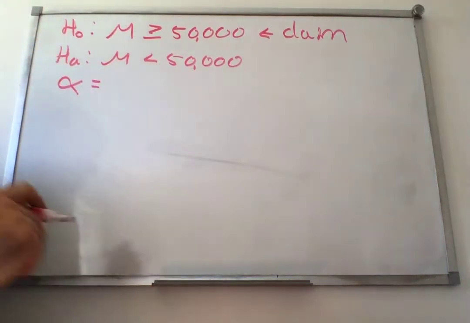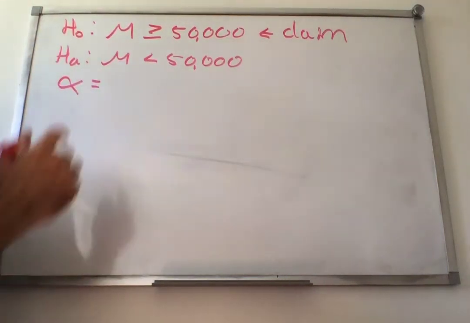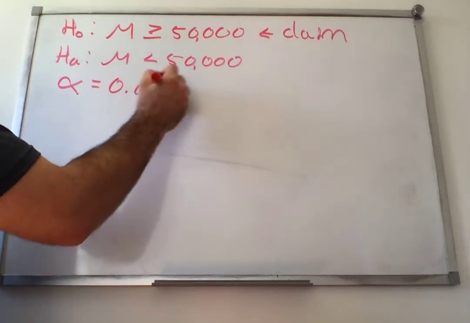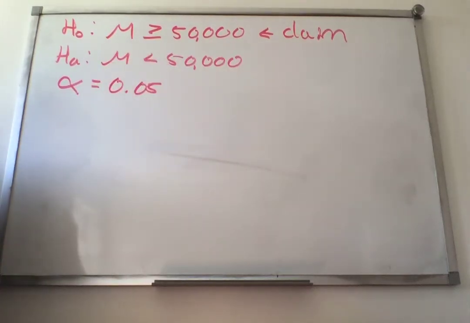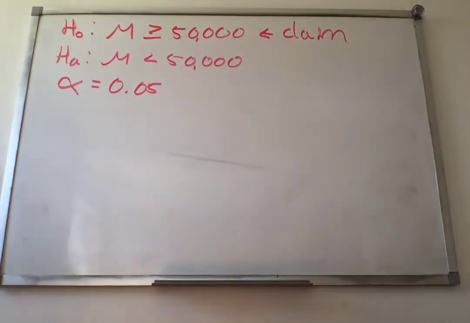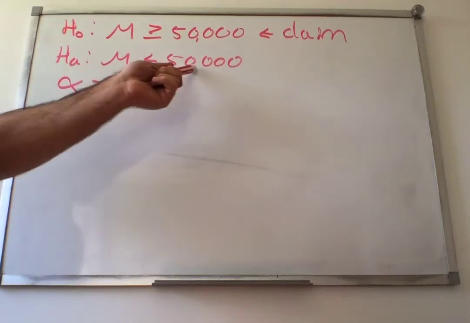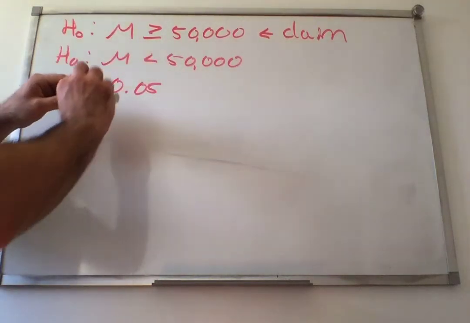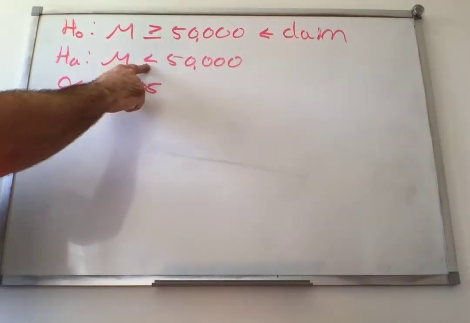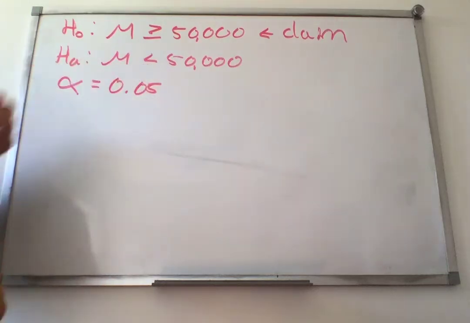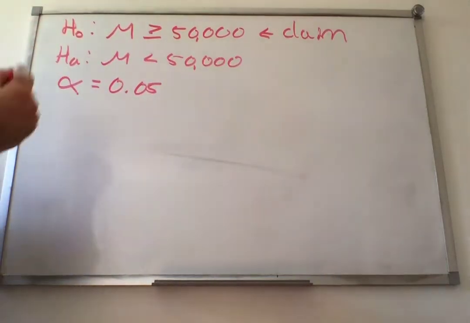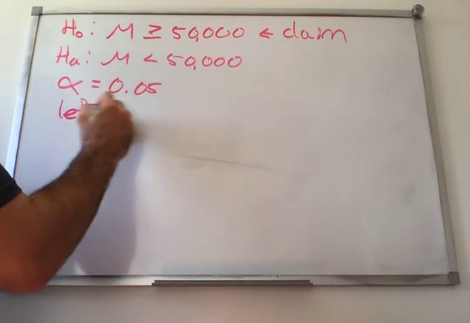Step 2, what level of significance? Using alpha is equal to 0.05, so they told us. Now we need to decide, is this a right tail, left tail, or two tail test? Okay, so if we're looking at this, you can see from the alternate hypothesis, if I were to draw an arrow onto this inequality sign, it points to the left. So this is a left tail test.